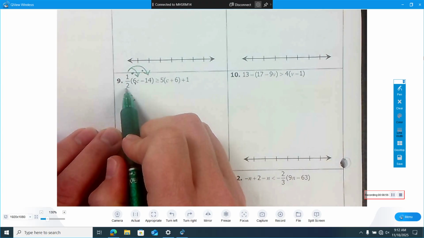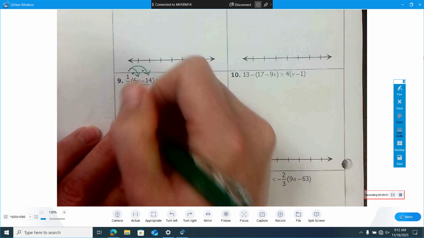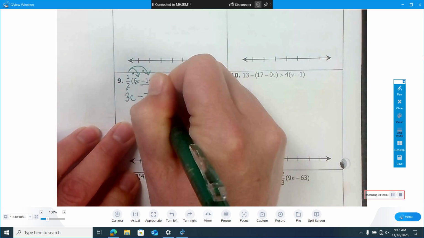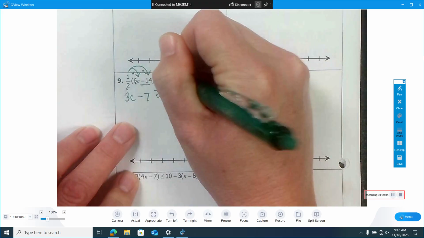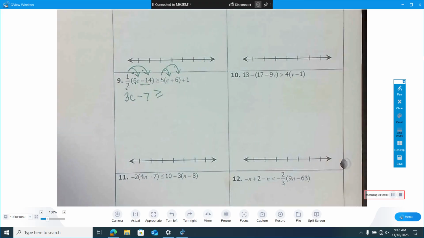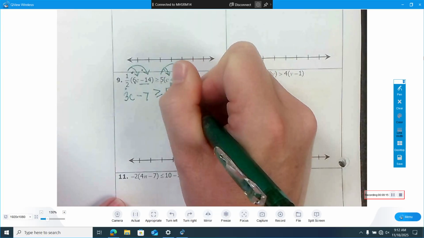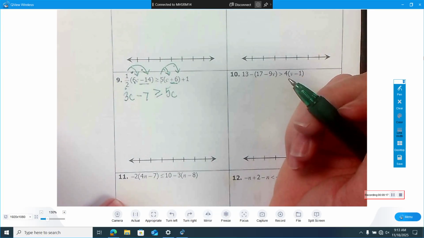And then what's half of -14? -7. Hey, that was pretty easy, right? I love that. Okay. We also need to distribute the 5. So we're going to multiply that 5 in. What is 5 times C? 5C. And we have 5 times +6.